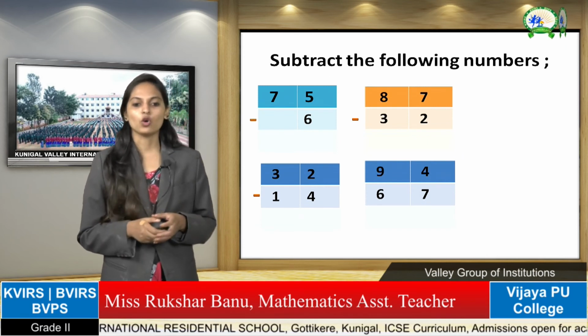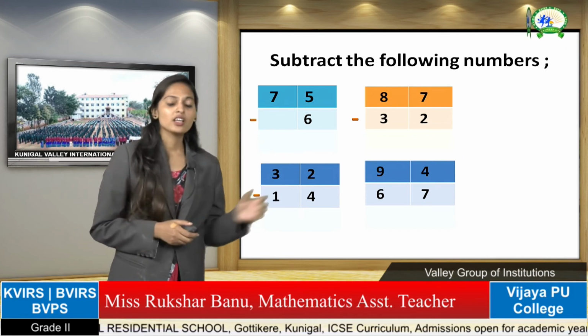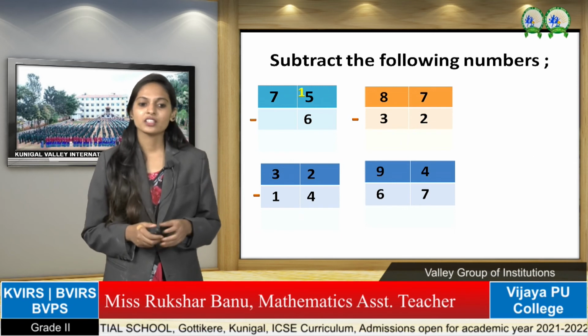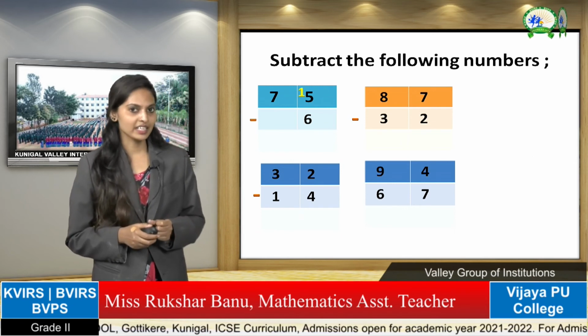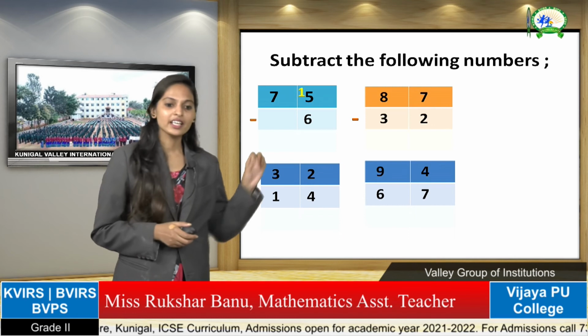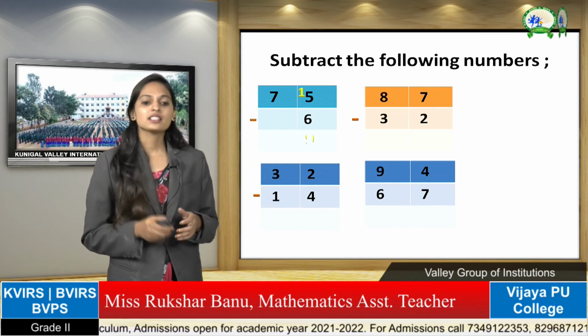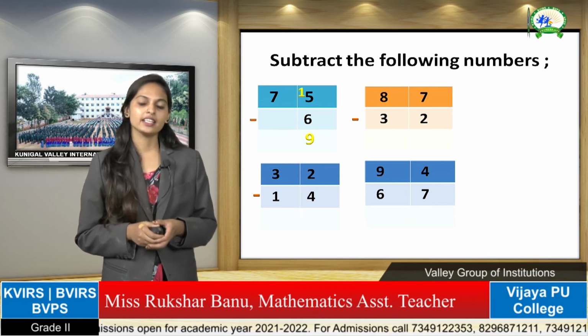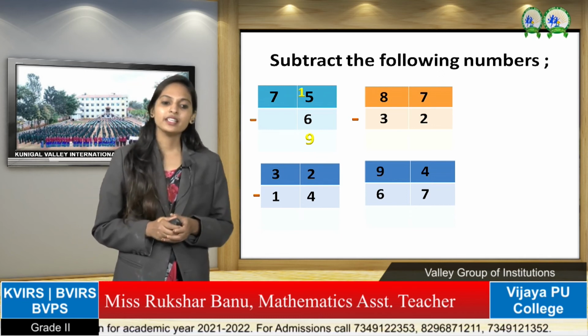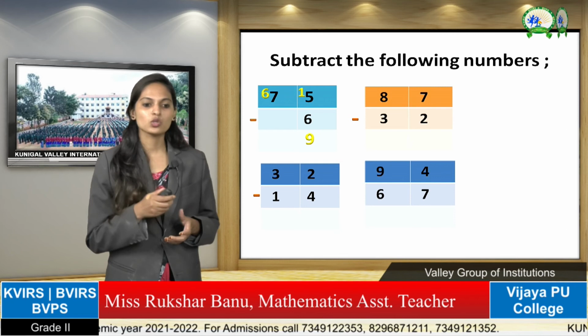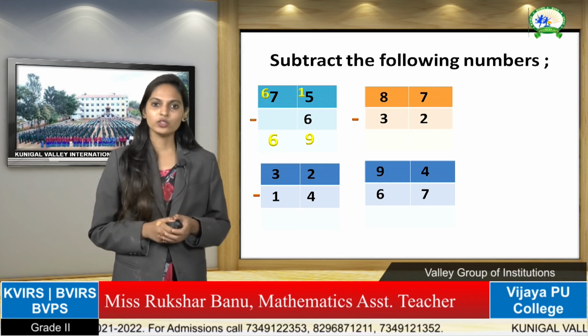Next, subtract the following numbers. So in the first one, 5 minus 6 what? In this 5 minus 6 we can't cancel 6. So what we have to do is take 1 ten from 7. So here now 15 minus 6 we have to cancel. That is 9. Next here how many will be there? Yes, there is 6. So what we have to write? 6 we have to write.